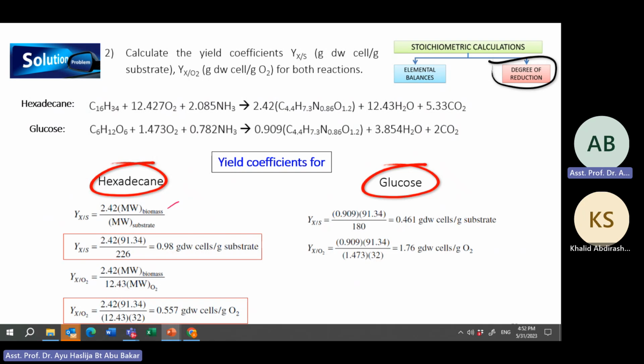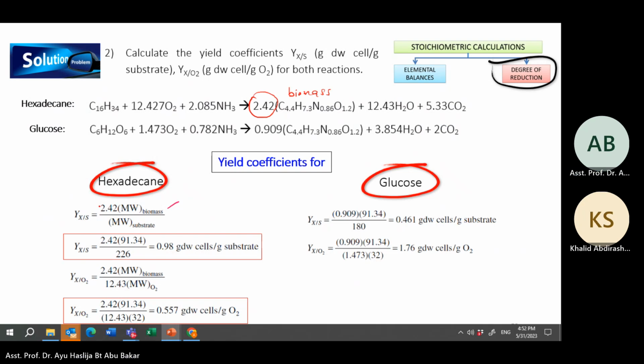Okay, this one to calculate the yield coefficient. Yield coefficient Y. X based on the substrate and X based on the O2. Okay, two different value. Now, for the hexadecane, Y. X is the biomass. The biomass from the previous equation. This is from the previous equation. Okay, we already know the unknown.